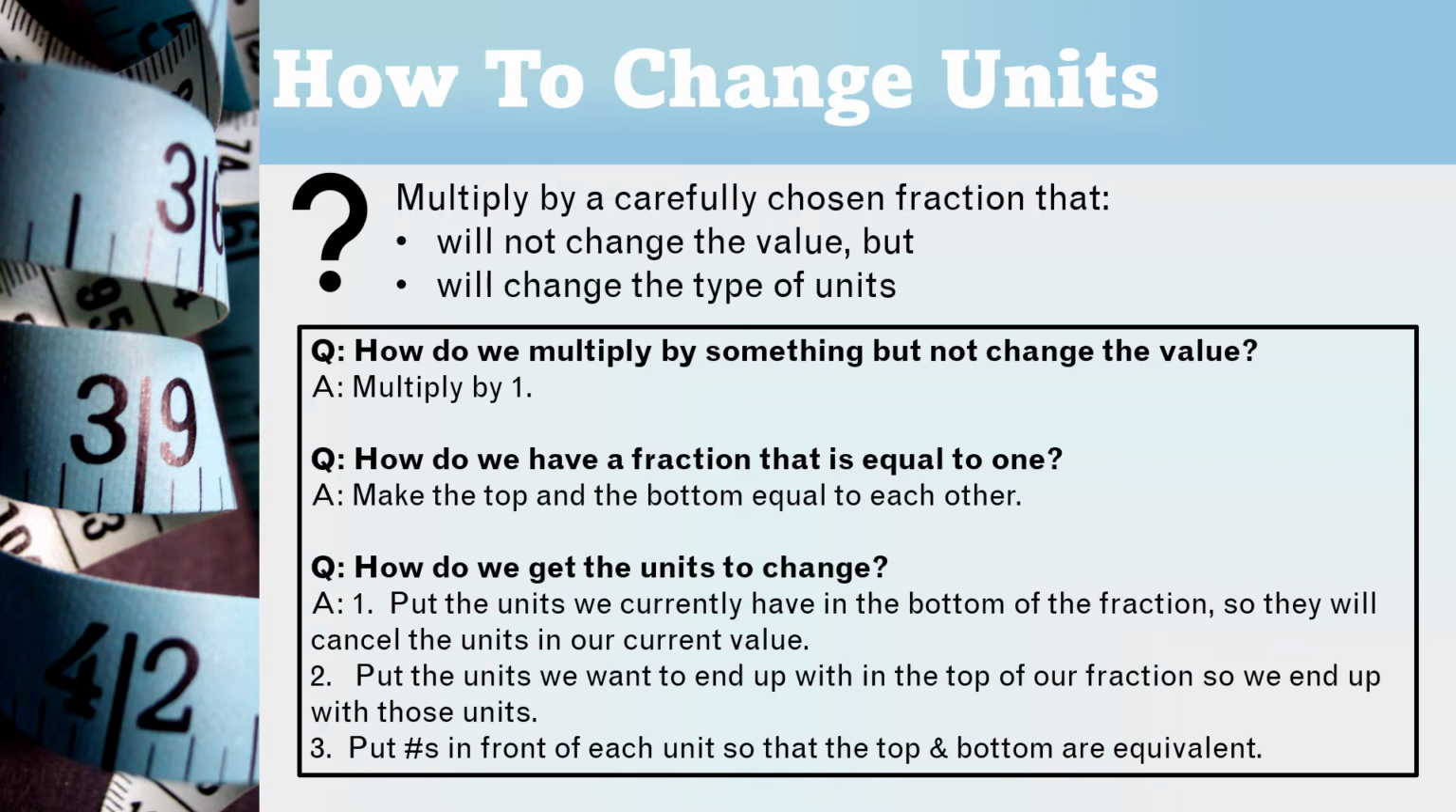And finally, how do we get the units to change? This is the tricky part, but we can break it into steps. First, in your special fraction, you're going to put the units you currently have in the bottom of the fraction. That way they'll cancel out with the current units. Next, you're going to put the units you want to end up with in the top of the fraction. And finally, you can't just put words wherever you want. You have to make sure that fraction is equal to 1. So you're going to put numbers in front of each of your units so that the top and the bottom of your fraction are equivalent.